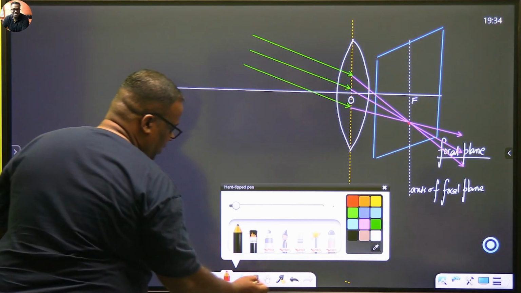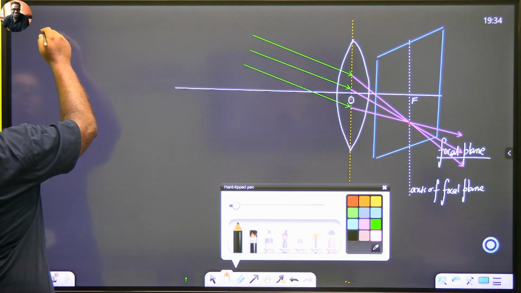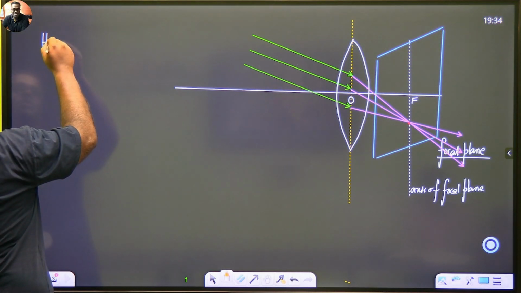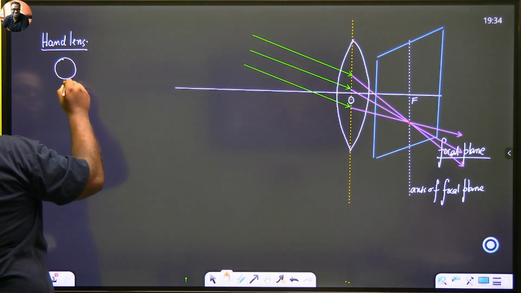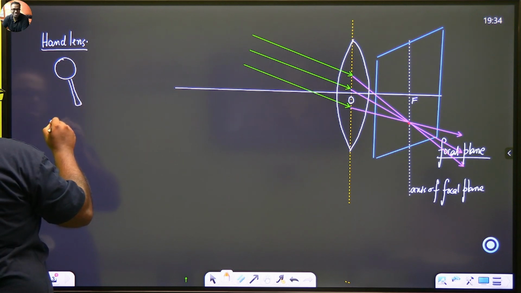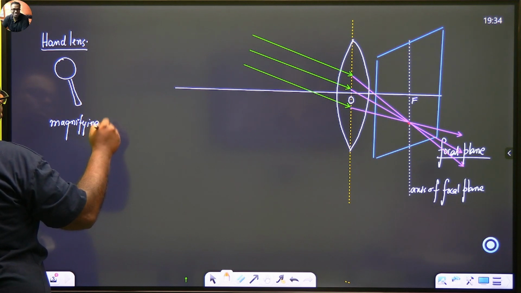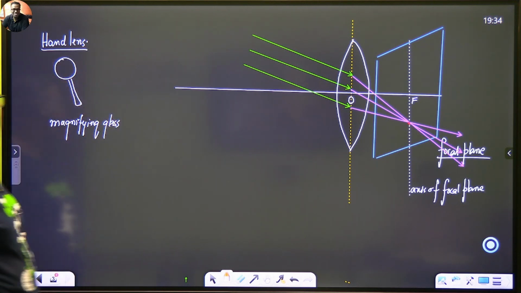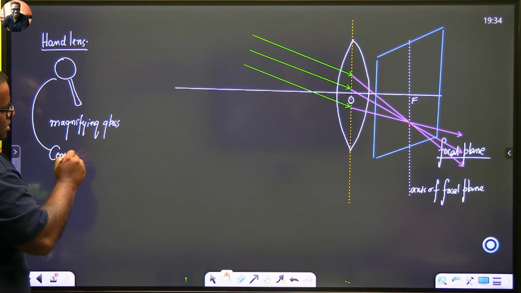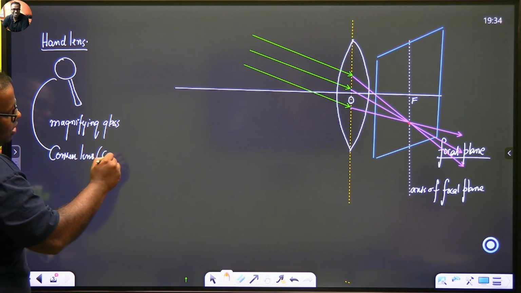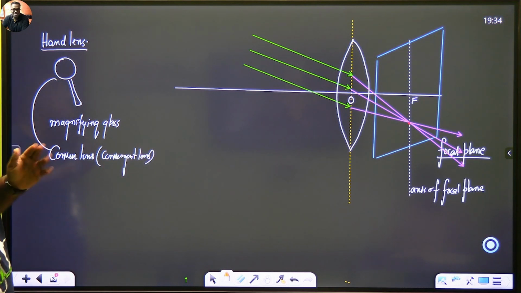Now we recall if you have done some fun things in your childhood. Girls are not that naughty. Boys must have done it. So let's think of a hand lens. You know what's a hand lens? The one that a doctor uses or an astrologer uses. Something like this. Which in your daily language you call a magnifying glass. All right, this is called a magnifying glass. A magnifying glass is nothing but a convex lens. Convex lens means it's a convergent lens. Okay, it's a convergent lens.